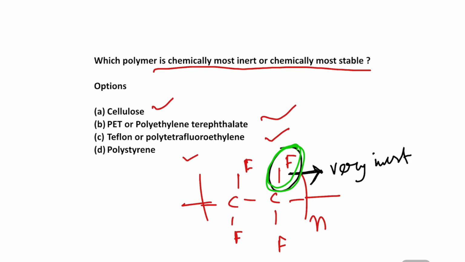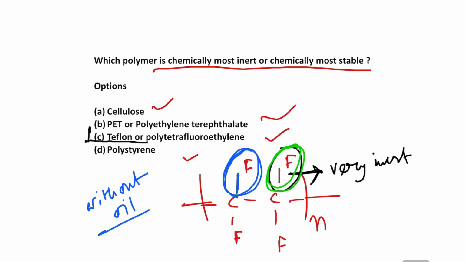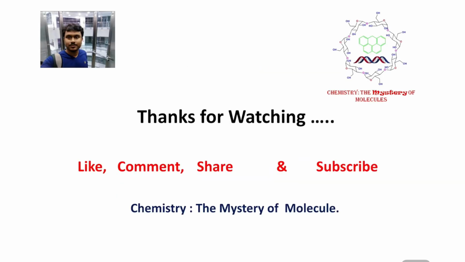Another thing, because of the electron richness of fluorine, this Teflon is also hydrophobic, meaning it repels. That's why you can cook without oil, and it doesn't stick. The non-stick nature comes from this fluorine electron richness, it repels. So that's why Teflon, polytetrafluoroethylene, is more stable, and the others are relatively more reactive compared to it. So this is the end of the discussion.